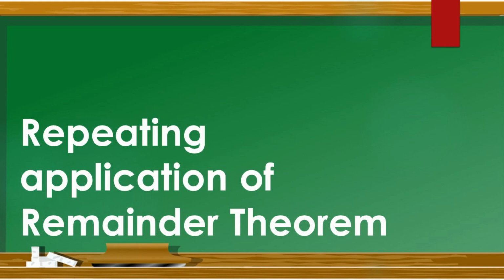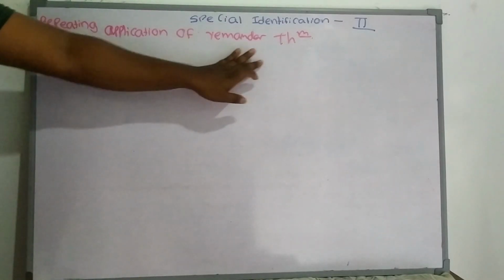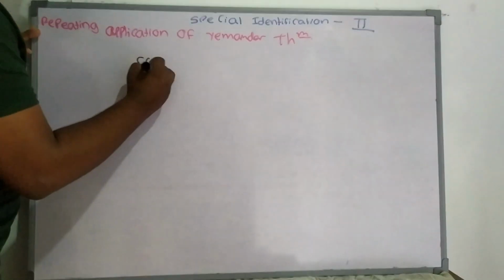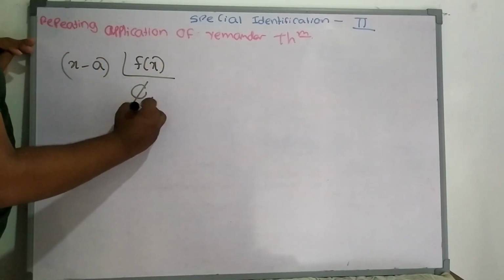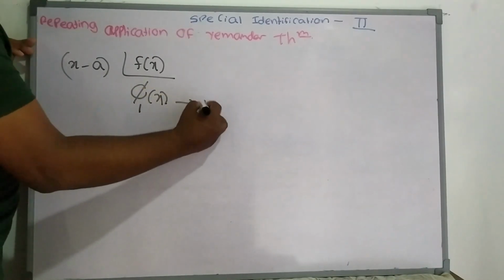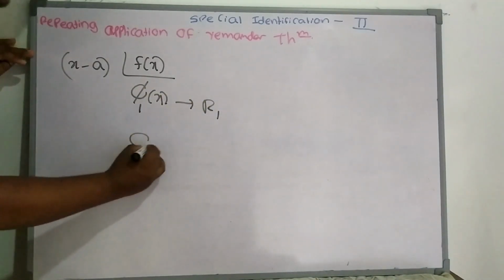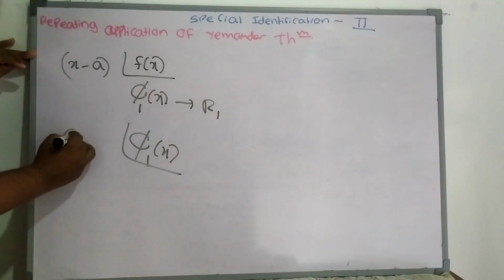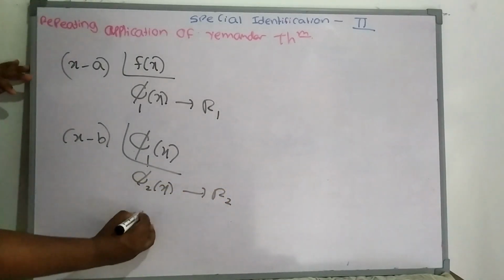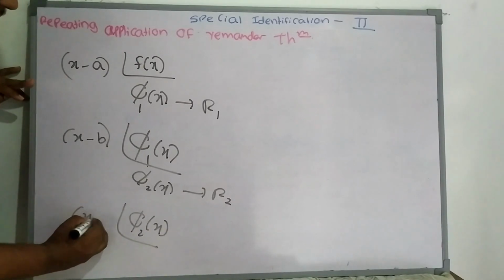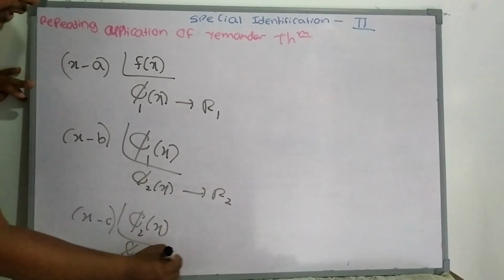Okay, children, let's move to the repeating application of the remainder theorem. In this part, we are focusing on another special identification. So what is the repeating application of the remainder theorem? Assume you have a function f(x) which is divided by x minus a, and you will get psi 1(x) and r1. Again I take psi 1(x) and divide by x minus b, then psi 2(x) and r2. Psi 2(x) is again divided by x minus c, giving psi 3(x) and r3.